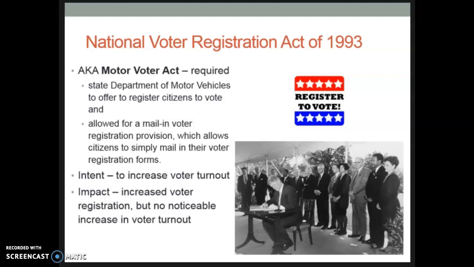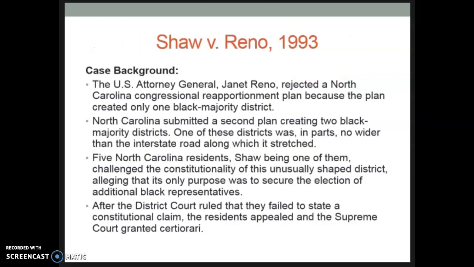All right, so as we were talking about, you should know that the National Voter Registration Act of 1993 was meant to increase voter turnout, but really it just increased voter registration.